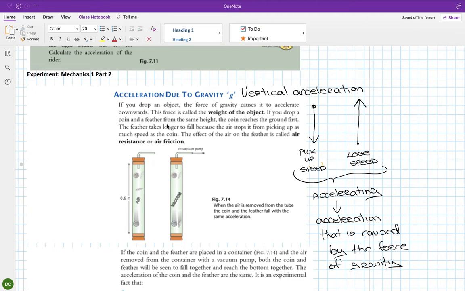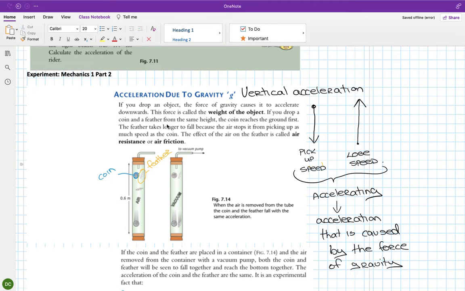so in this little picture here, okay, so here we have a coin, and then over here we have a feather. All right, and as an object is dropped, gravity accelerates that object towards the surface of the earth. So both the coin and the feather will experience a gravitational force on them, pulling them towards the center of the earth. But they will not fall and hit the ground together.